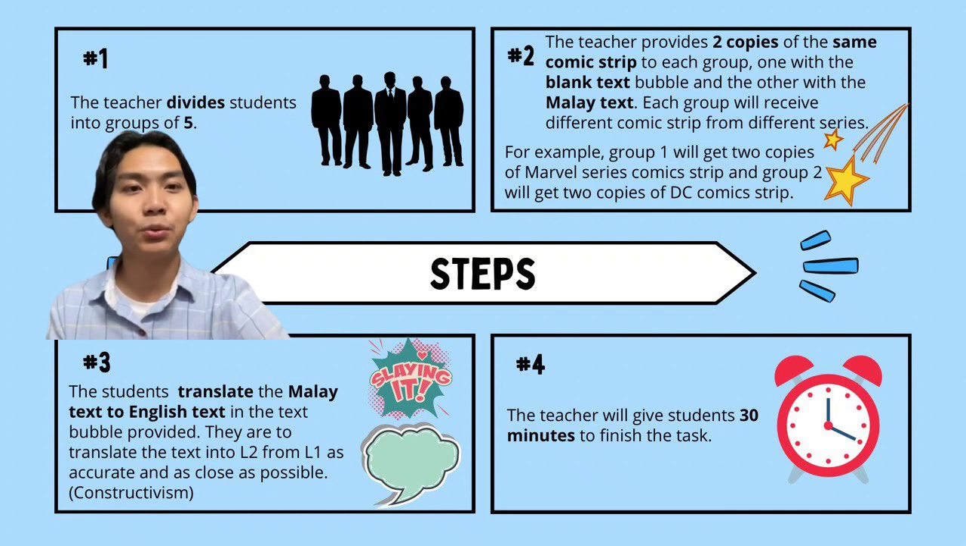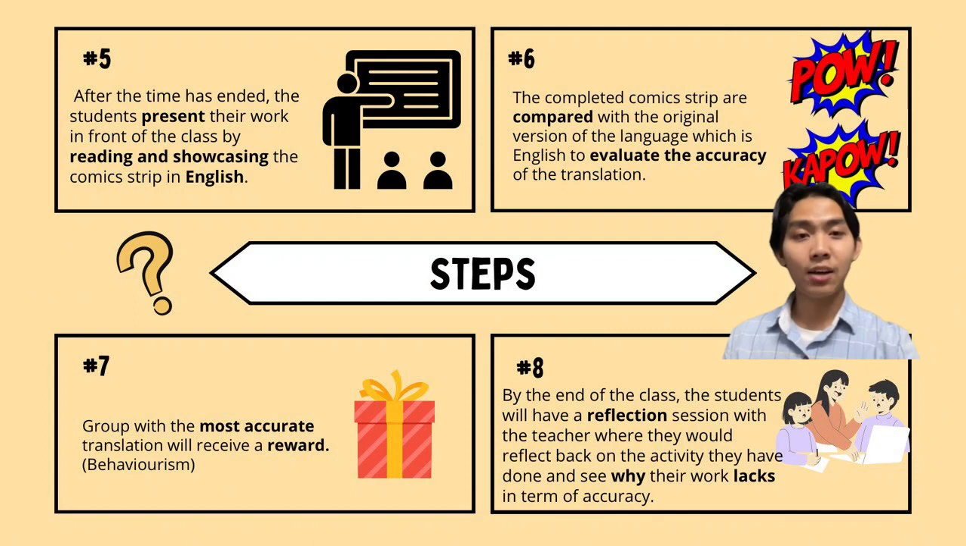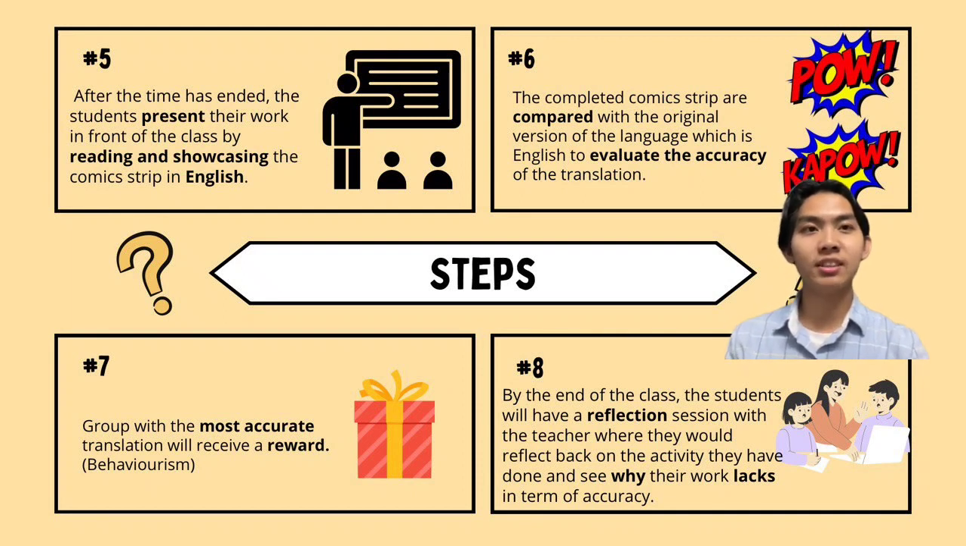Next, the teacher will give students 30 minutes to finish the task. After the time has ended, the students present their work in front of the class by reading and showcasing the comic strip in English. In the sixth step, the completed comic strip are compared with the original version of the language, which is English, to evaluate the accuracy of the translation. Group with the most accurate translation will receive a reward. In these steps, we use behaviorism theory.